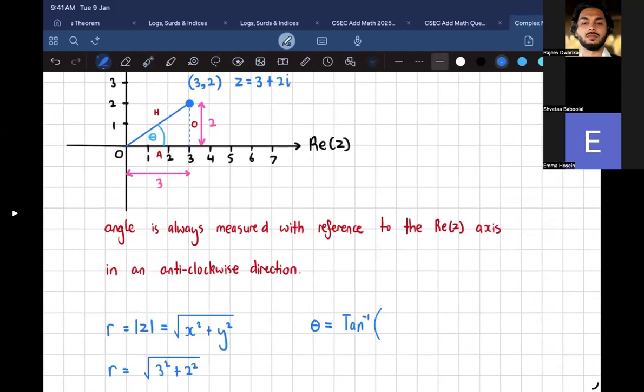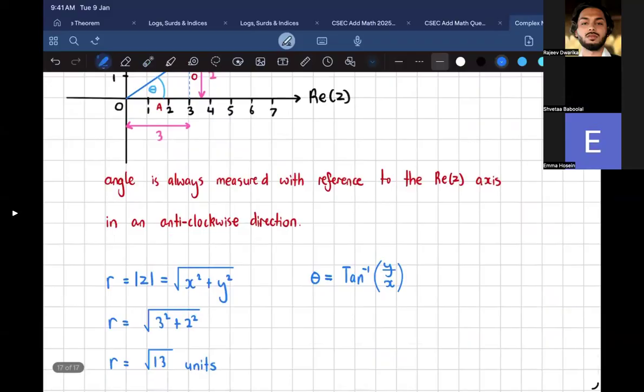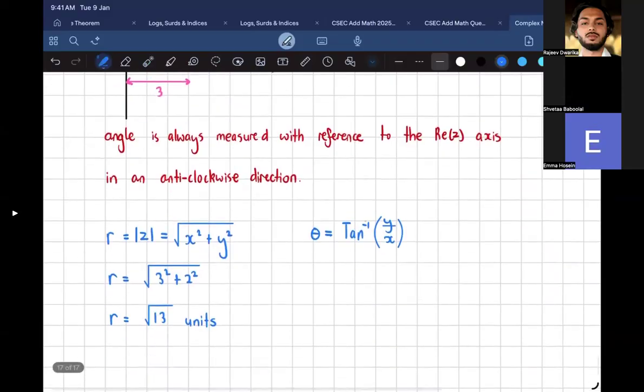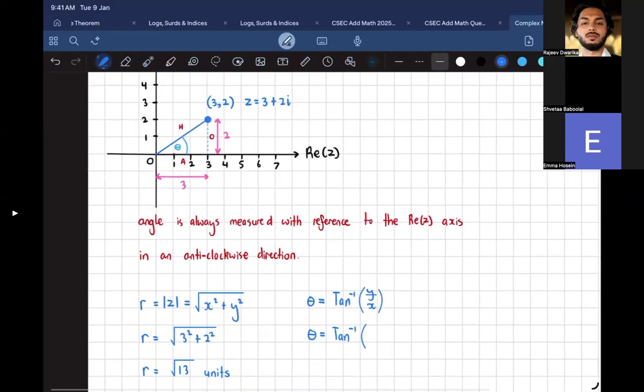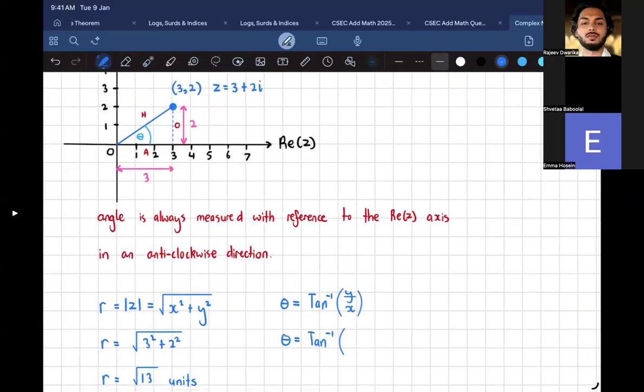So in this case, theta would be equal to tan inverse of, because tan is over here, y over x. Now this is not always the case. In the next class, I will go into this in more depth. So theta is equal to tan inverse y over x. For this particular diagram, if I wanted to find the angle between the real axis and the complex number, I would just find tan inverse of O, which is the y value, and A, which is the x value.